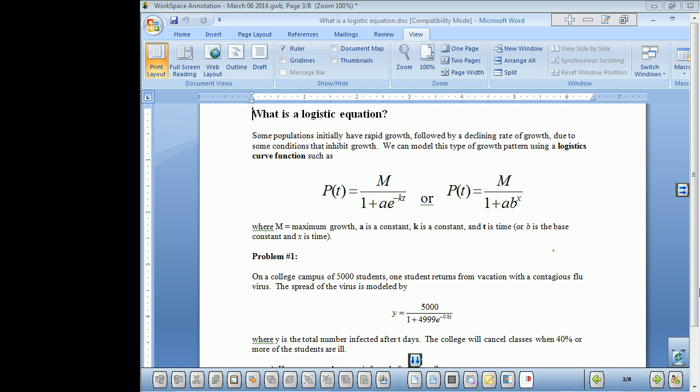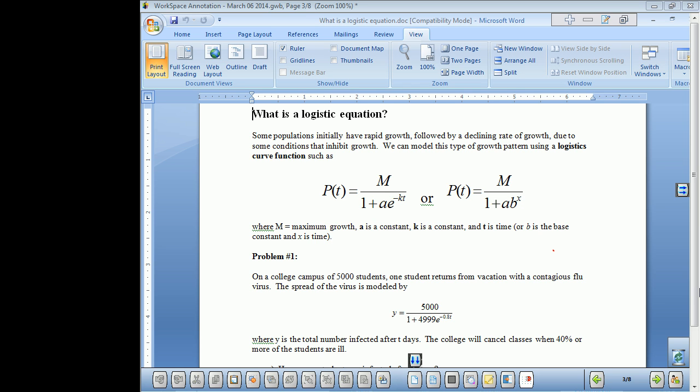So these are two different formulas we can use to model logistic equations. The first one is population with respect to time. Let's see if we can figure out what all of these things mean. M represents maximum growth, as large as it can get. A is a constant that we'll have to solve for. K is a constant that we'll have to solve for. And T is time. If it's the second model, B is the base that is constant, and X is time. So in both models, we have the same things going on. These are our logistic equations.